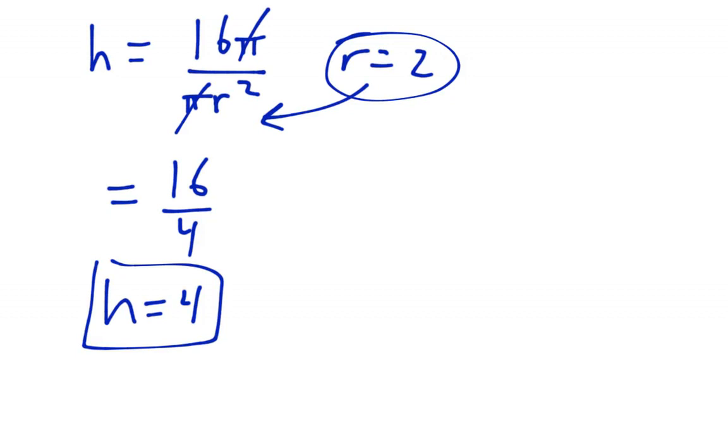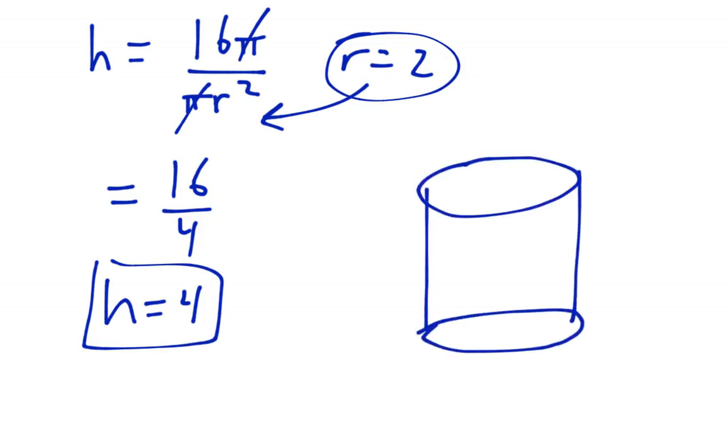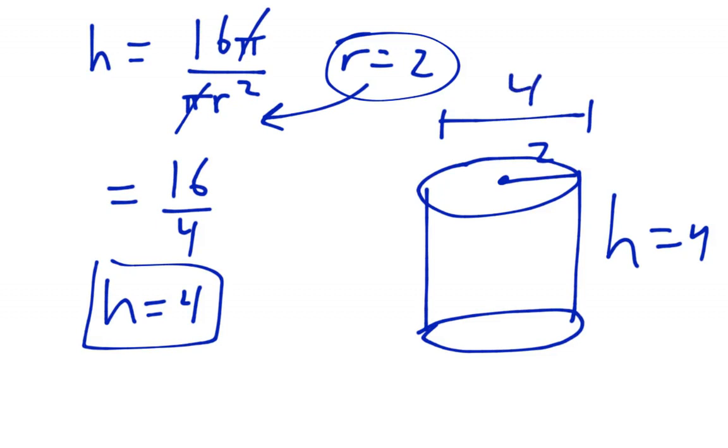And so if I draw the cylinder, it turns out to be a pretty geometrically nice cylinder because the height is 4, and the radius is 2, which means that the total diameter is 4. So it's sort of like a square cylinder if you want to think about it that way.